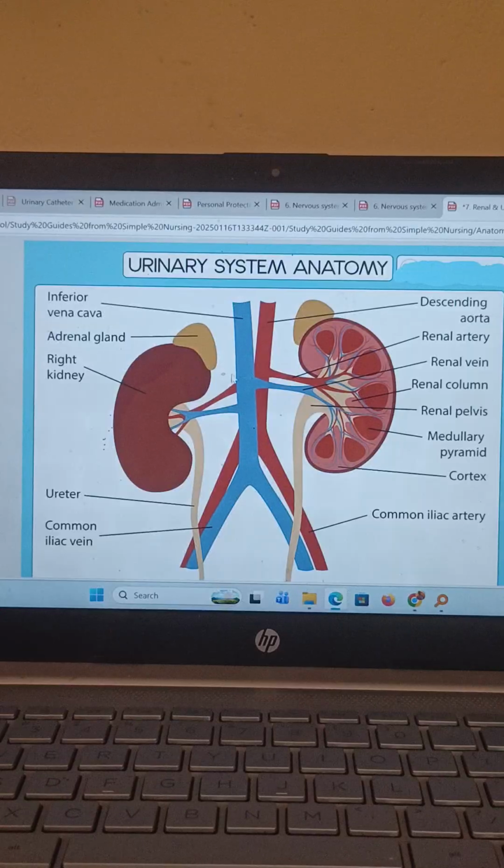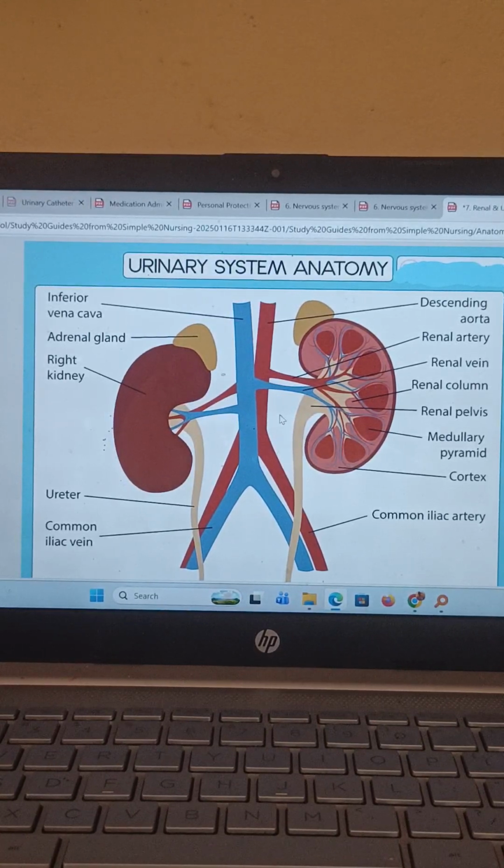We have the inferior vena cava, then we have the descending aorta. From the descending aorta comes the renal artery, which branches inside, then we have the renal vein, which joins back to the inferior vena cava.